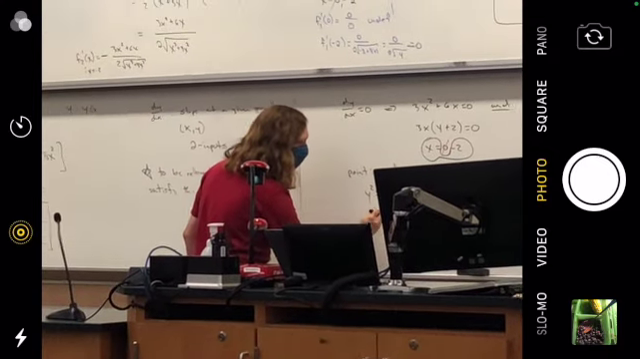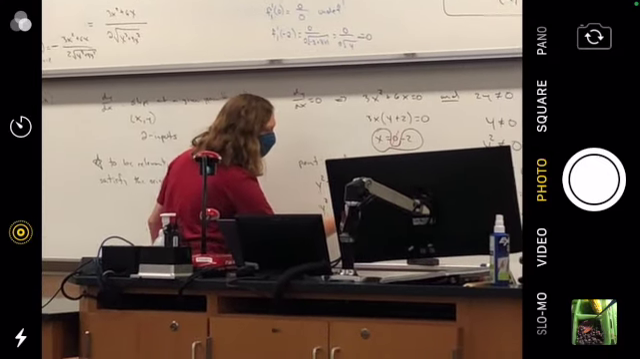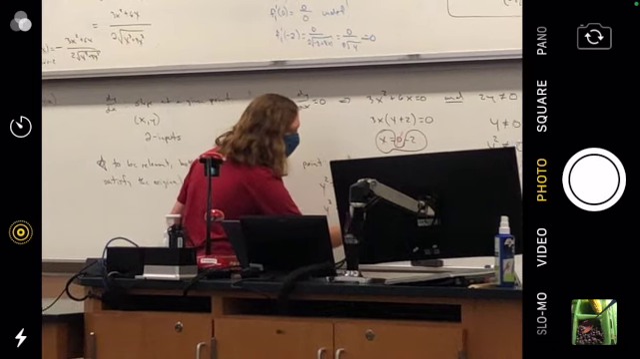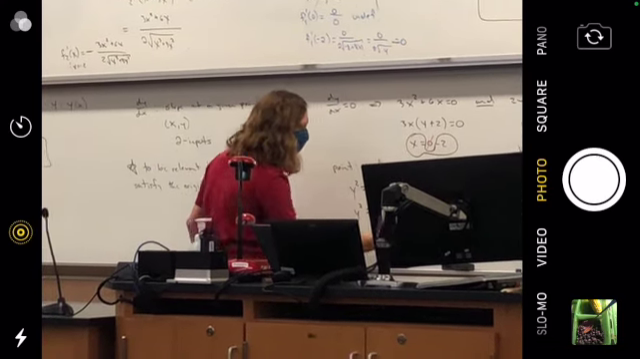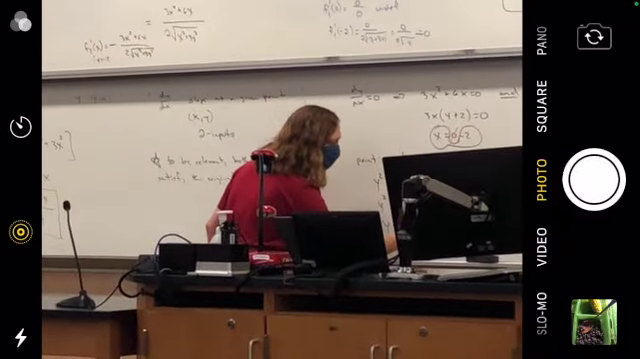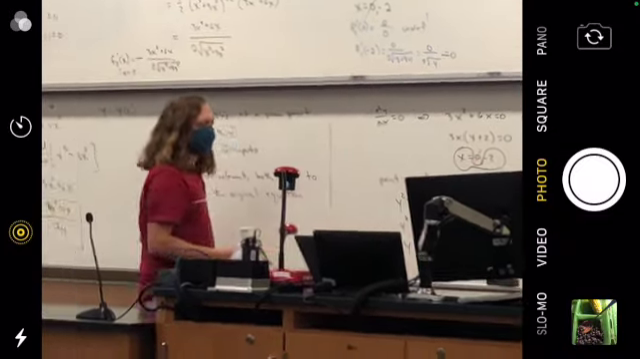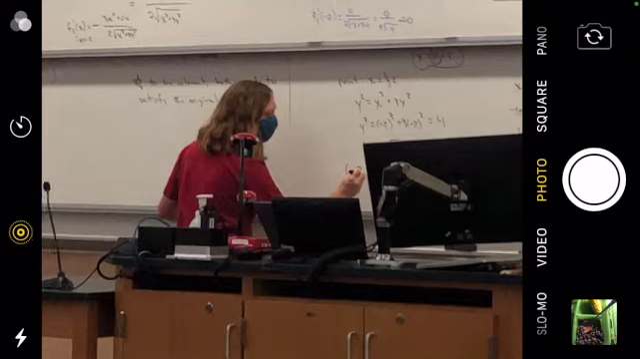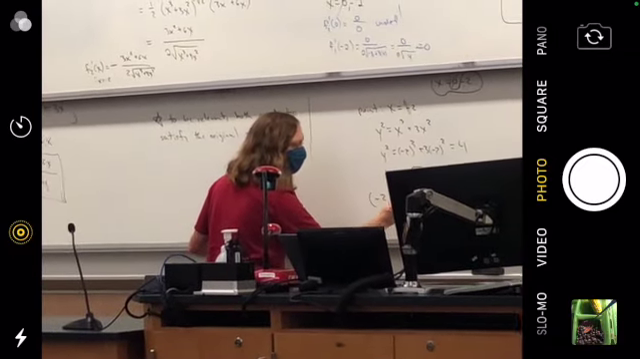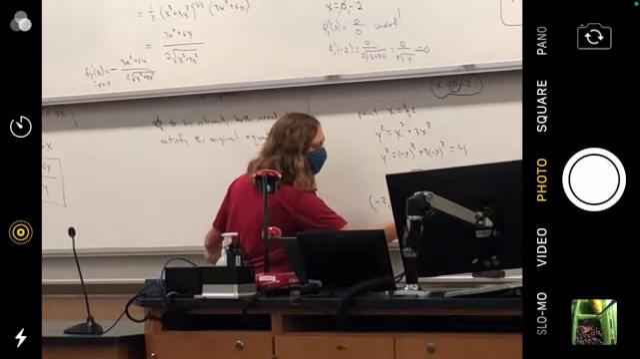So y squared is equal to negative 2 cubed plus 3 times negative 2 squared, which is 4. So y is equal to plus or minus the square root of 4, so I get plus or minus 2. So the last thing says, if x is equal to negative 2, y is equal to positive 2 or negative 2.